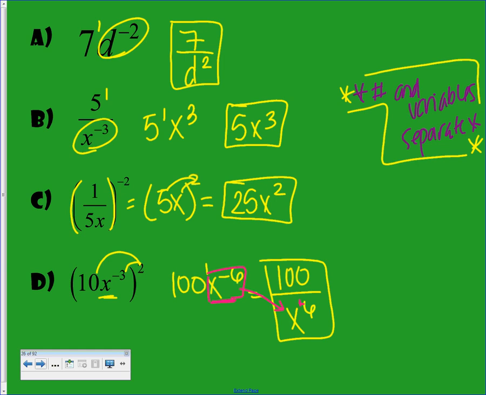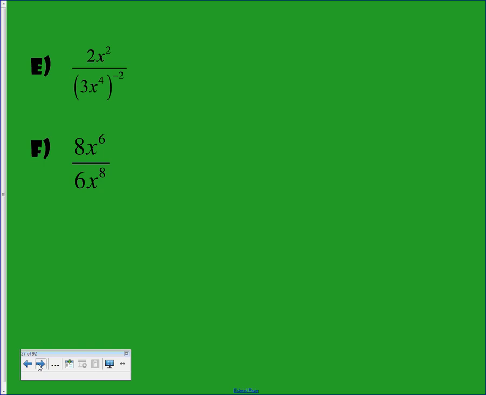All right, let's try a few more. Example E, 2x squared over 3x to the fourth, all to the negative 2. So this is kind of tricky. I have to distribute down here. So I'll leave my 2x squared on top. Now, this is really 3 to the negative 2, so I'm just going to leave that for a second because I'm not quite sure what to do with that. And then x to the negative 8th. So sometimes distributing that way might be a little easier.